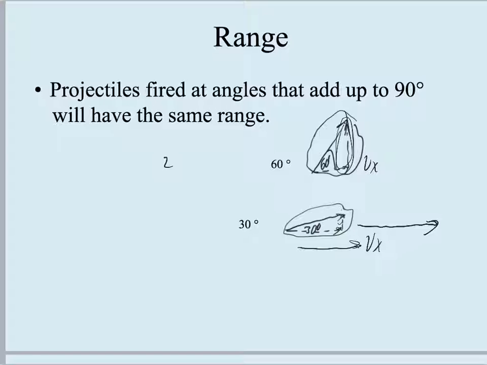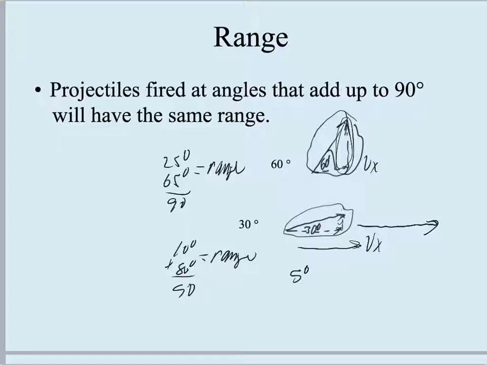This means that 25 degrees and 65 degrees are going to have the same range. Again, they add up to 90. This means that 10 degrees and 80 degrees are going to have the same range. Again, they add up to 90. This means that 5 degrees and 85 degrees are going to have the same range because they are complementary, adding up to 90. So interesting ideas with angled projectiles.